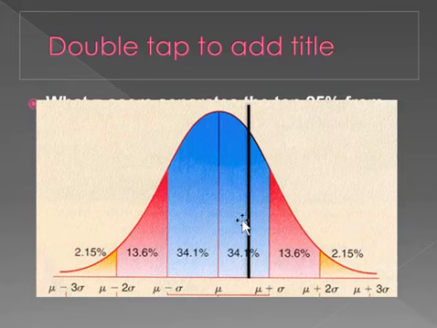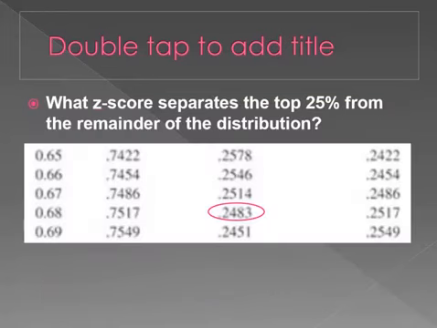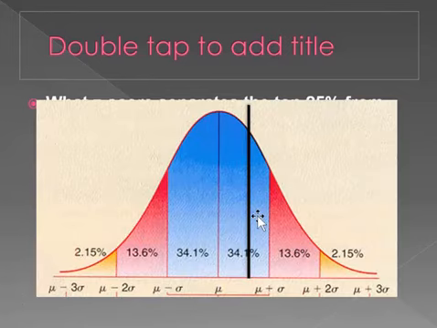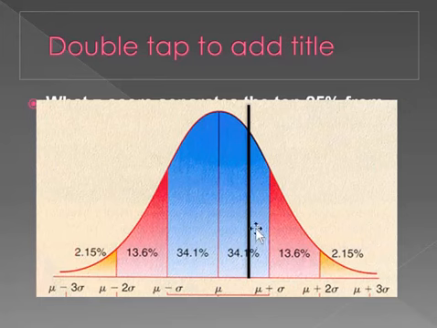I don't know what it is yet. And I'm sort of guesstimating here, but I think it might be somewhere around here. Okay, it might be somewhere around here. Now, if I want to find the exact z-score that separates 25% of the remainder of the distribution, I could convert 25% to a proportion, 0.2500.